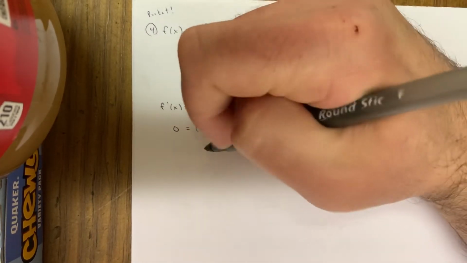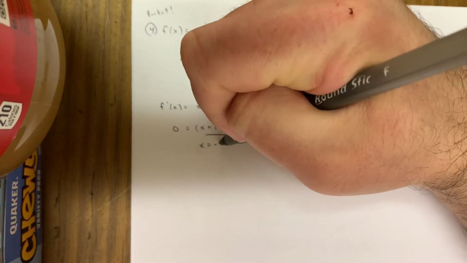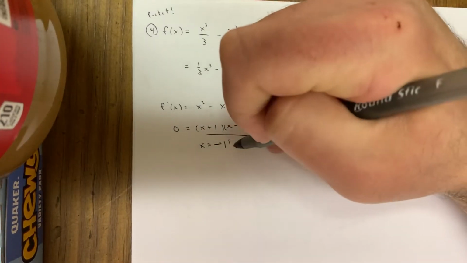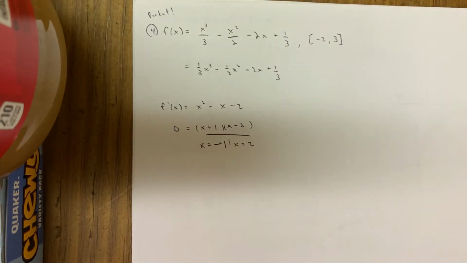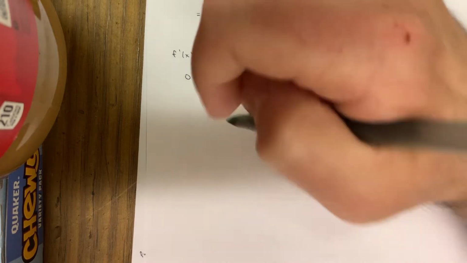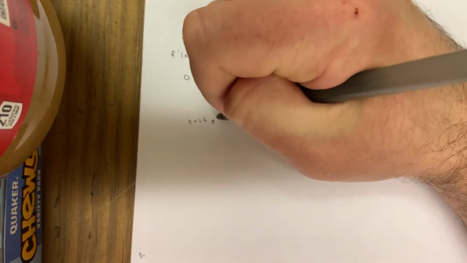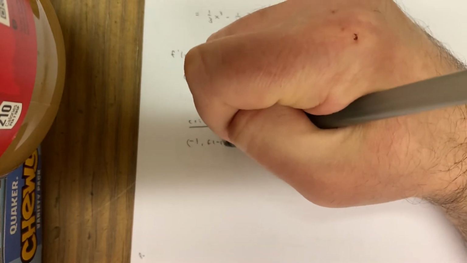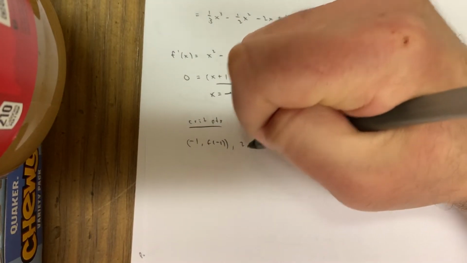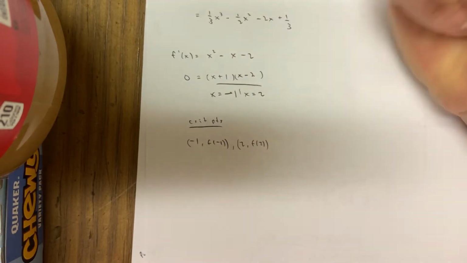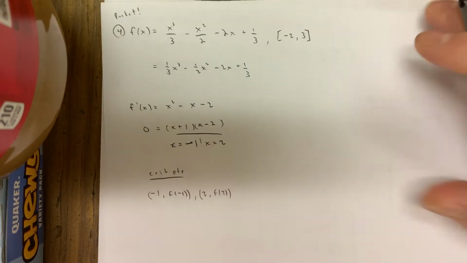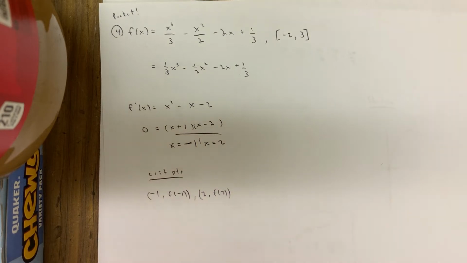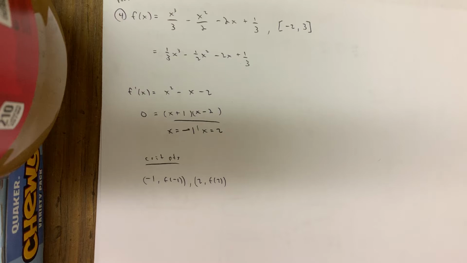So I get critical x values at x equals negative 1, and also x equals 2 right there. Don't forget, I want to sketch this thing, so I need my critical points. As far as critical points are concerned, we plug back into the original function: negative 1 comma f of negative 1, and 2 comma f of 2. Probably the most annoying part of this problem is plugging back into this fractional function. Sometimes it's nasty plugging back in. Do the best you can with it.